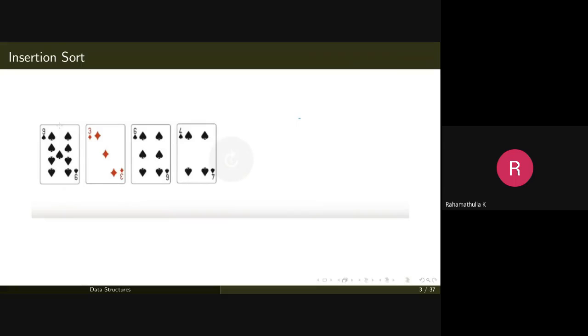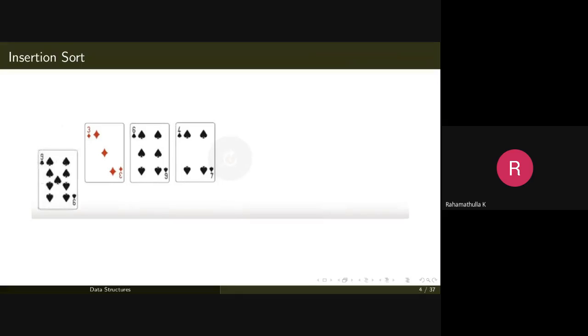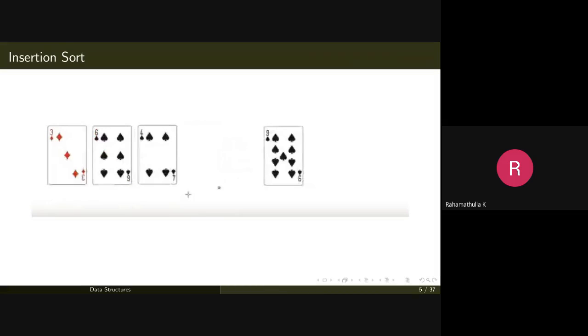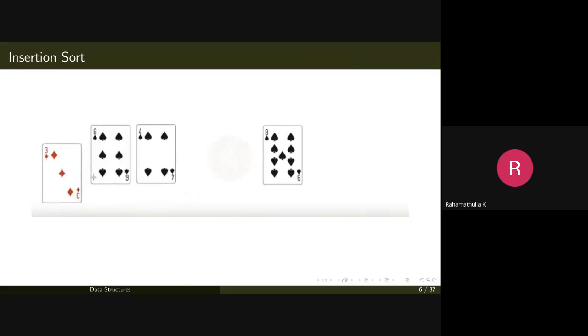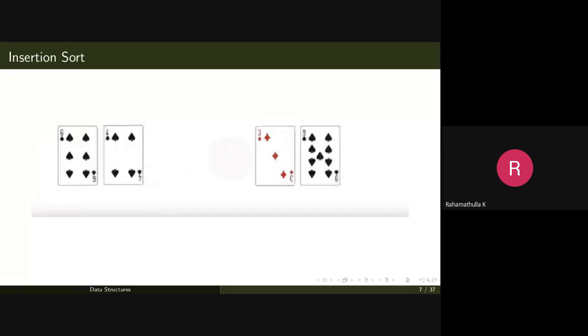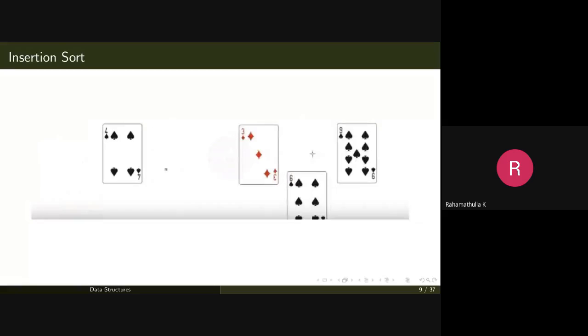So 9 is taken and inserted at the right hand side. Next is 3. 3 is taken and inserted by looking at its correct position in the right hand side. That is, 3 should be inserted before 9. Next is 6. So 6 is taken and this should be inserted in between 3 and 9.